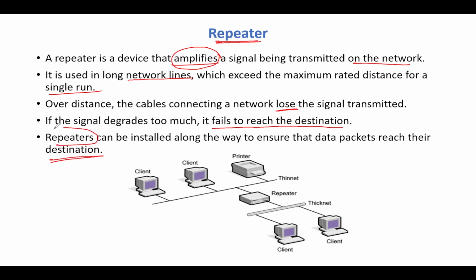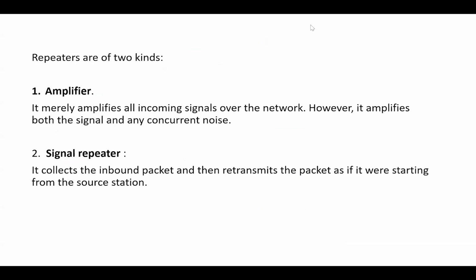So with the help of repeaters, we can amplify and make sure the data reaches whichever destination. Okay, so as you can see here, suppose this client is sending and your thicknet or your cable is very long. By the time it reaches halfway, your signal is lost. So amplifier repeaters can be used here in order to resend or amplify that and it will reach the destination. So repeaters help in that way in the network.